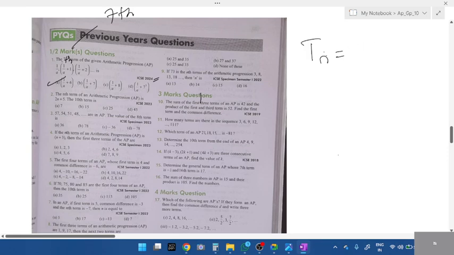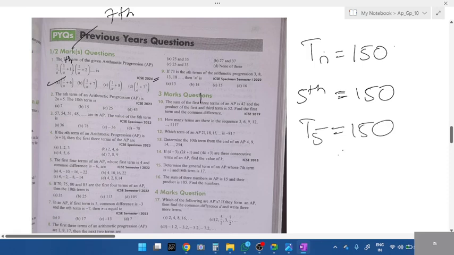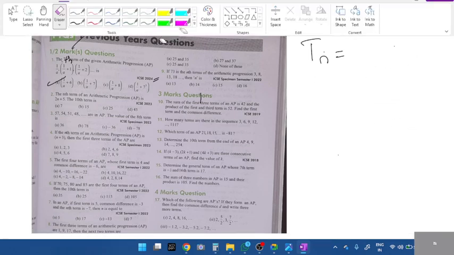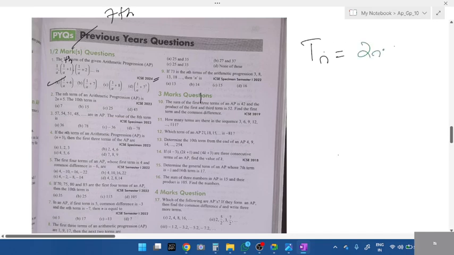So whatever value this is, for example, 150. If I say the fifth term of the AP is equal to 150, this is how we write the equation: fifth term is equal to 150, so T of 5 is equal to 150. Here, for T of n, instead of giving a whole number, they have given 2n plus 5. So Tn is equal to 2n plus 5.